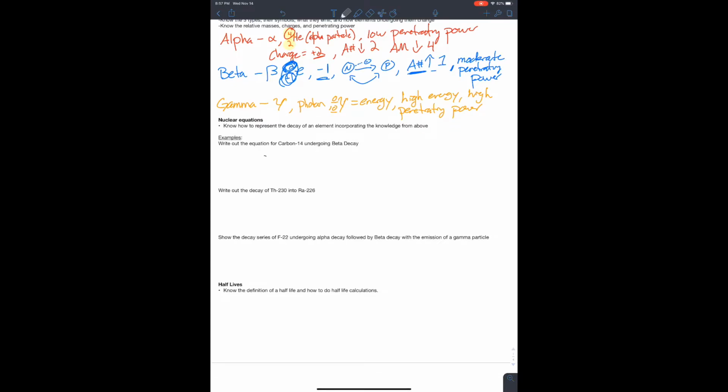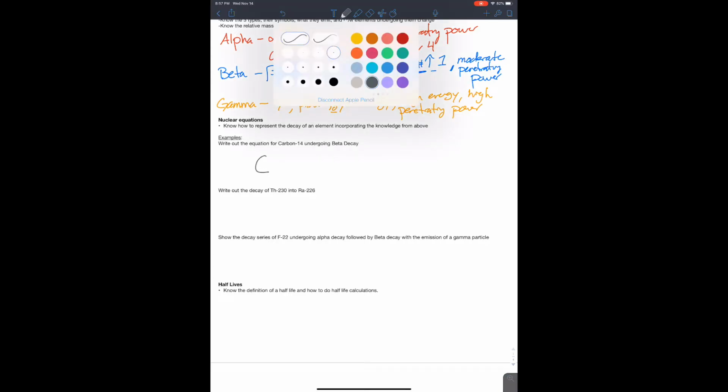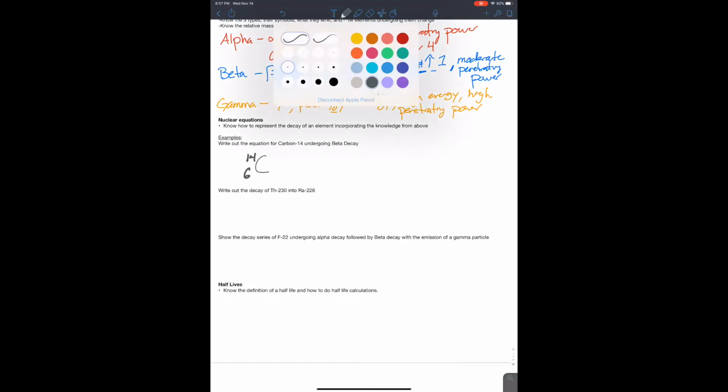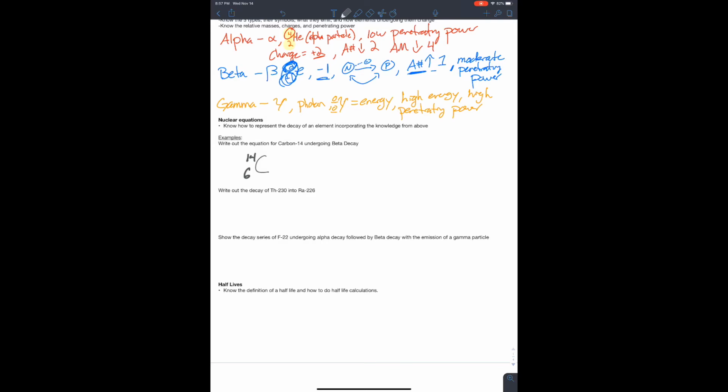All right, carbon 14. So I started off here with something we've seen a few times before. Carbon 14 is one of the most common types of radioactive decay that we look at because of carbon dating, which we talked about in class. So we've got carbon 14. It's carbon, so it's got 6. Okay, carbon 14 undergoing decay.